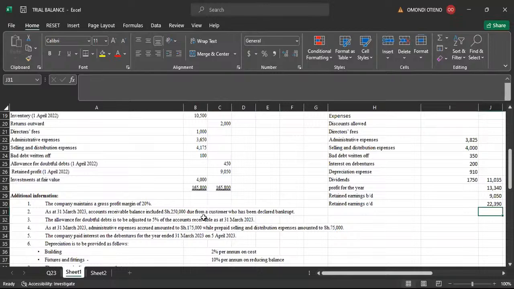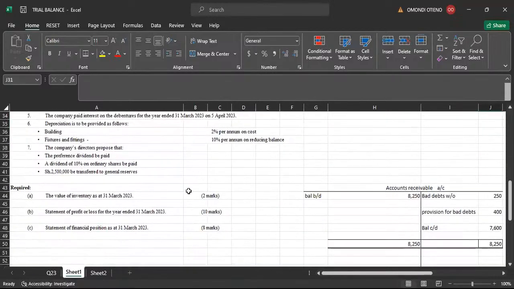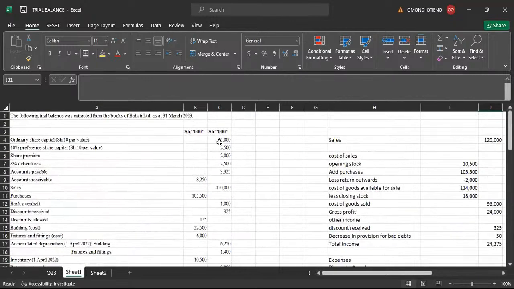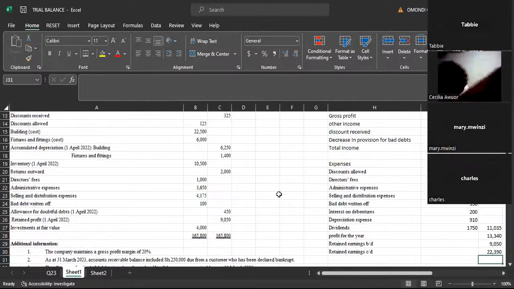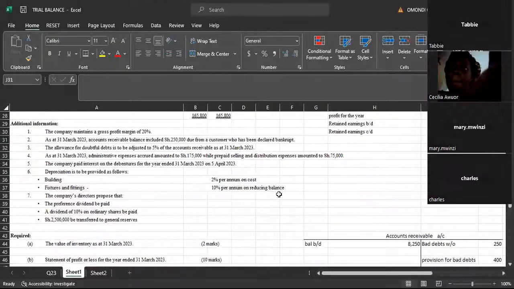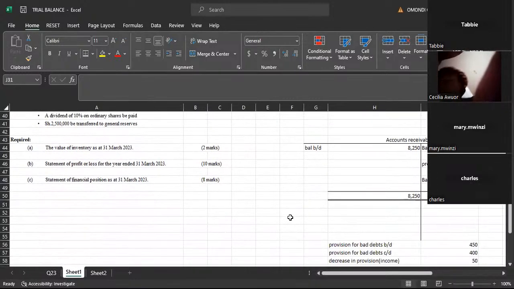Yes, the par value is 10, but they have not said it is based on the par value. They are telling us that a dividend of 10% on ordinary shares is to be paid. It is 10% on the ordinary shares, and ordinary shares is 15,000. Is that clear?